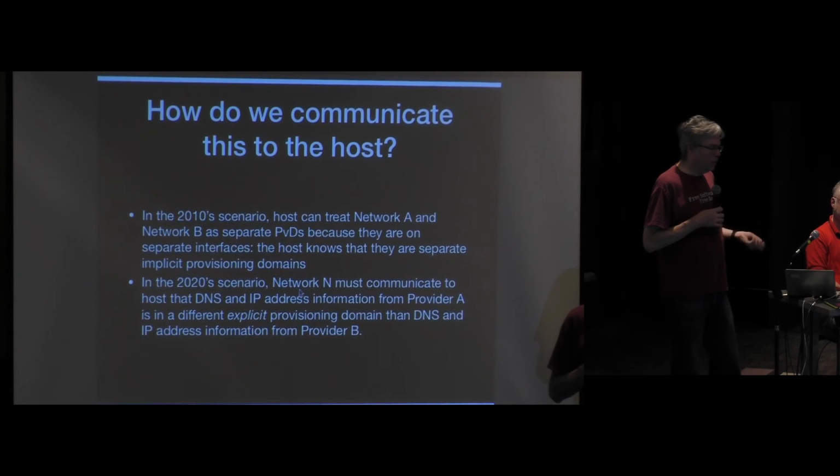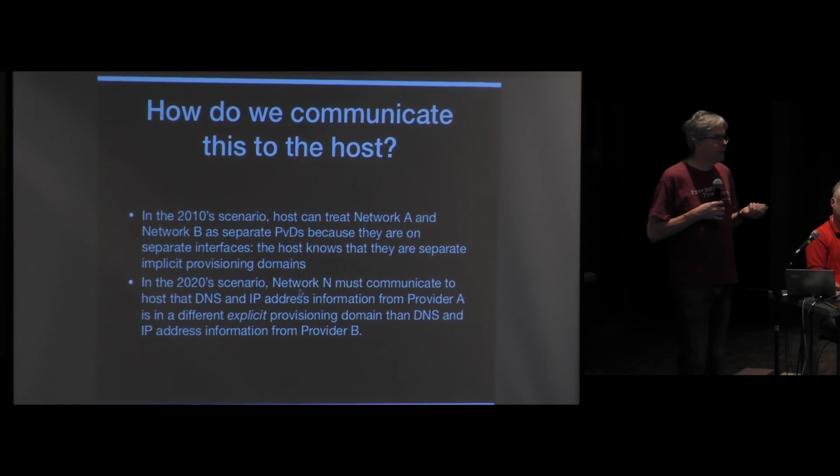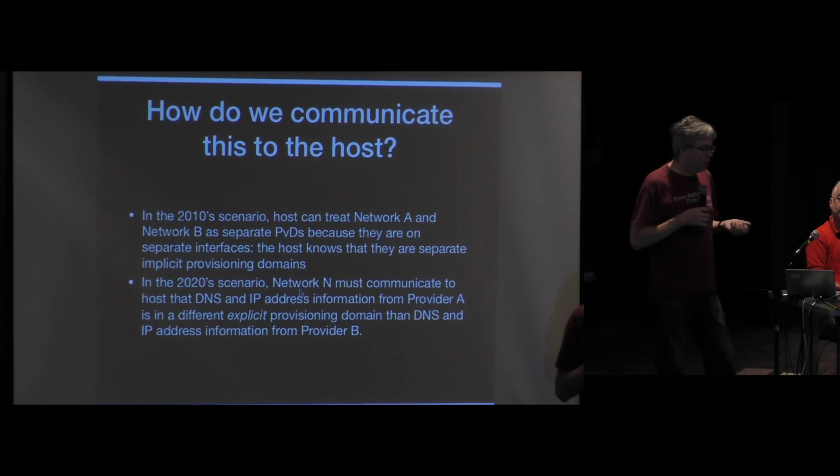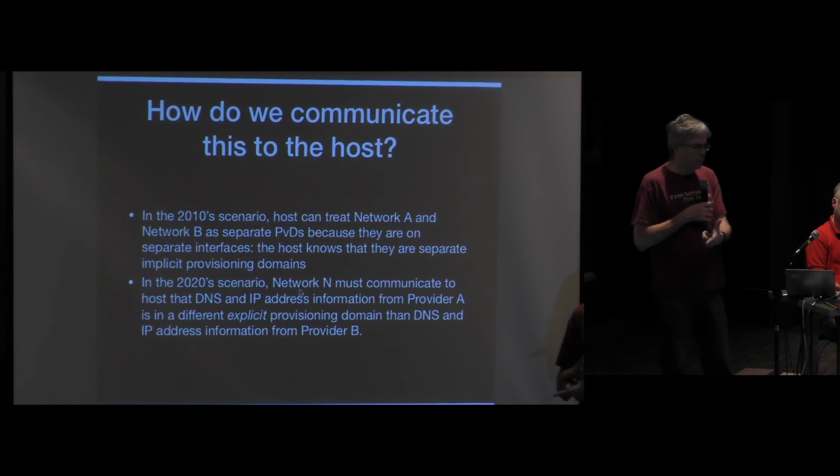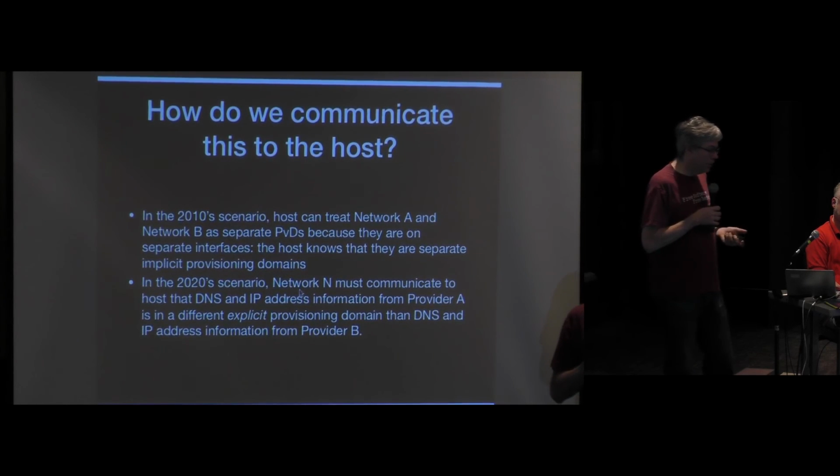So how do we communicate this to the host? In the 2010s, usually we would just notice that we had two network interfaces, and so we would be able to set up an ad hoc provisioning domain. We would just assume that information that we got on interface A and information that we got on interface B are not interchangeable, and we would just do that automatically without being told.